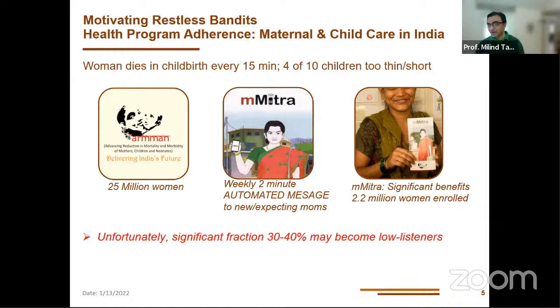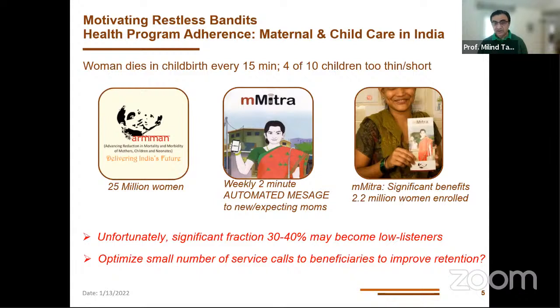Unfortunately, a significant fraction, and this is where we come in, of mothers who enroll become low listeners. 30 to 40% may become low listeners or drop out of the program. Arman has a call center, and the goal is how to optimize the small number of service calls that can be given from the call center to beneficiaries of this M-Mitra program so as to improve retention so that women don't drop out.